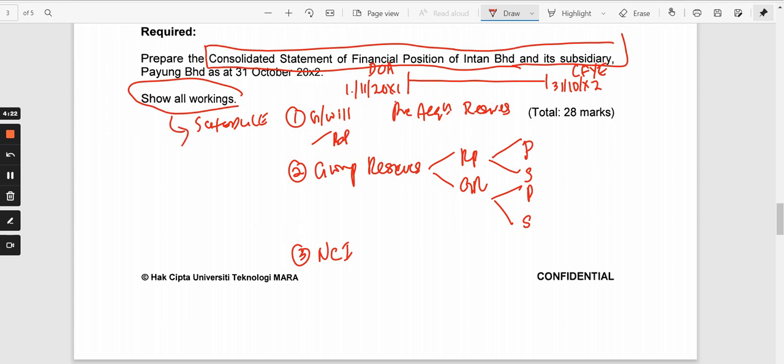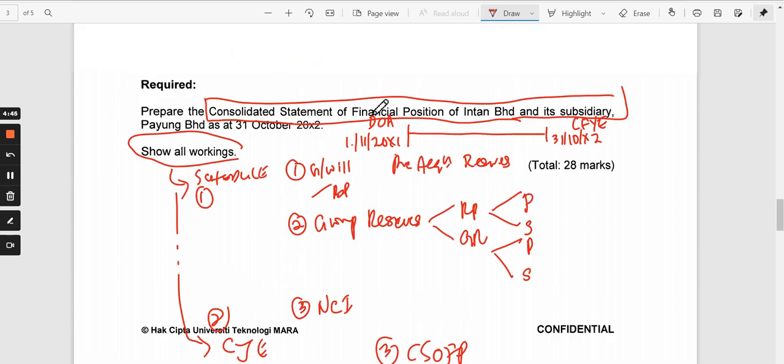That is also advisable if you can do that together with some simple consolidation journal entries, CJE, for all the intercompany transactions or any elimination. That is the thing that you need to do. Then only you will prepare your consolidated statement of financial position, right? That is what you need to do.